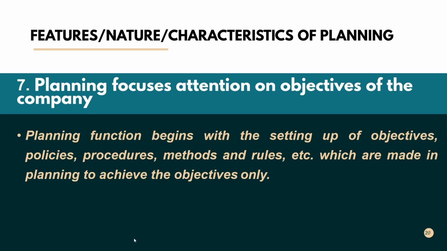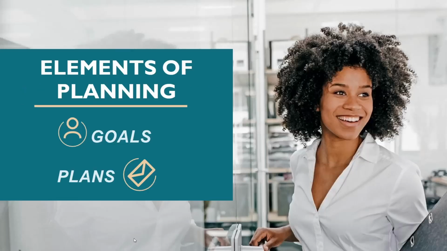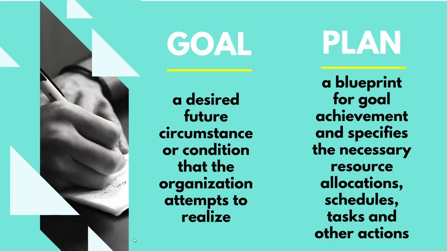Okay? So now let's proceed to the elements of planning. So, planning has two main elements, goals and plans. So, ano ba itong mga goals and plans na to? Okay, so let's differentiate this one. So, ano ba ang goal? Ano ang plan? So, the two key elements of planning are goal and plans. They are like the foundation of the entire planning process. So, when you conduct planning, there is a goal and there is a plan to achieve that goal.